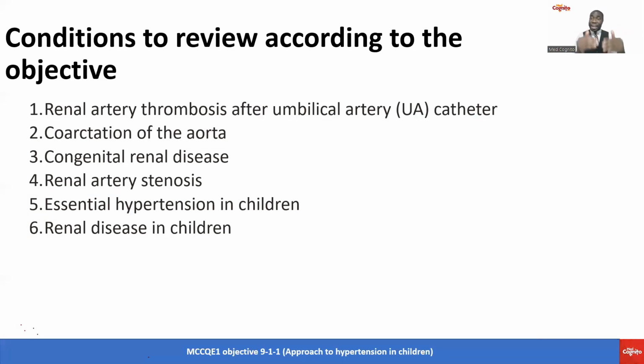So remember that I keep bringing the slide up. From all that we've studied and what the objective is saying, I can glean that we should not miss renal artery thrombosis. And what did I say? Renal artery thrombosis in a newborn is usually presented in a newborn who had umbilical artery catheterization. Number 2, coarctation of the aorta. Number 3, congenital renal disease. Number 4, renal artery stenosis. Number 5, essential hypertension in children. And number 6, renal disease in children. And we've learned that essential hypertension in children is usually found in adolescents, and it's also found in children who are obese. Doctors, please, are we all on the same page?